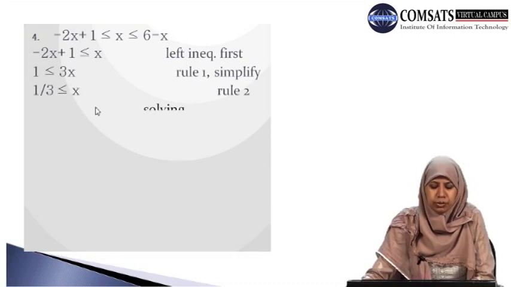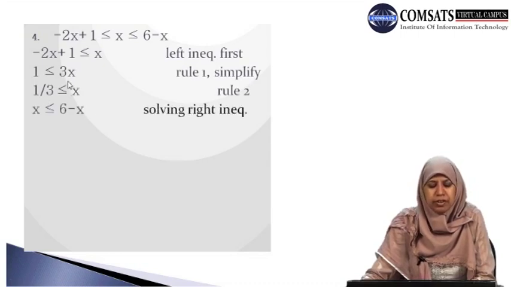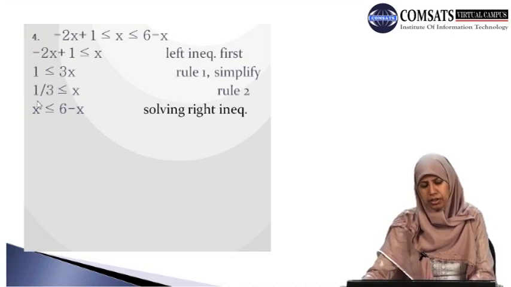Now we use rule 2, that is, we divide the inequality by a positive number. After simplification we obtain 1 by 3 is less than or equal to x. So after solving the left side of the inequality, we obtain that x is greater than or equal to 1 by 3.